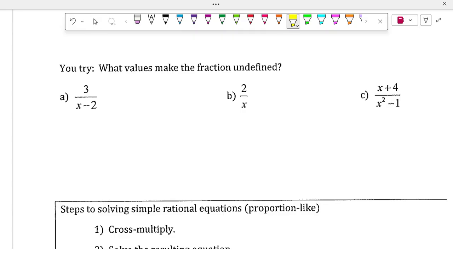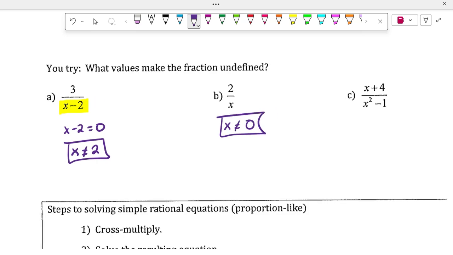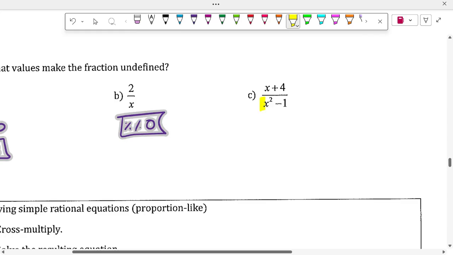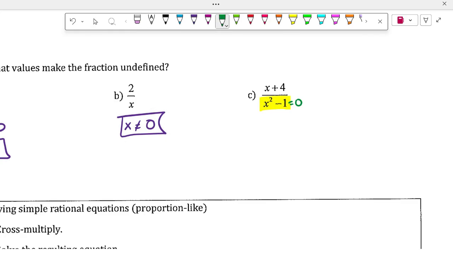You have to set the denominator equal to 0. Set the denominator equal to 0, solve for x. So x cannot equal what here? 2. X cannot equal what here? Now, this one's a little bit different. So it's a quadratic. Remember how I said that sometimes you can have more than one value that you can't have. That'll make it undefined.